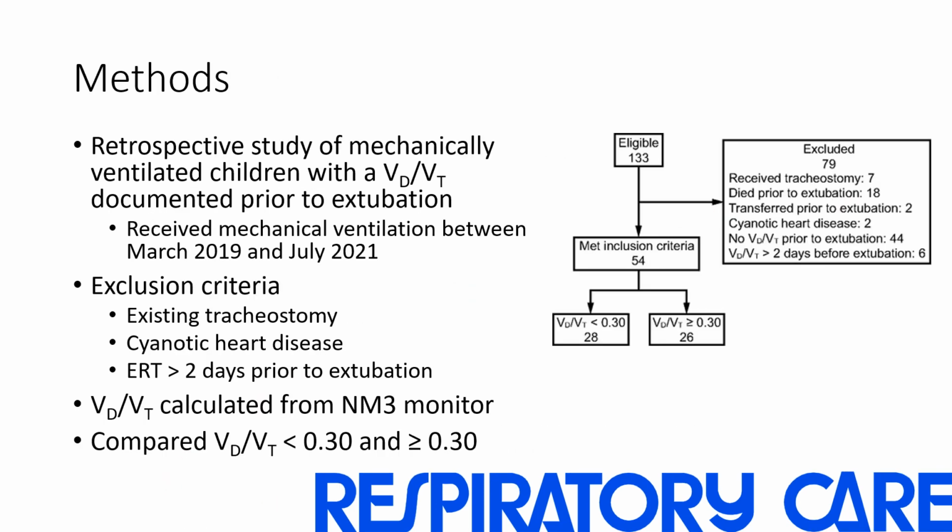As for the method, it was a retrospective study of mechanically ventilated children that had a VDVT documented prior to extubation. They were ventilated between March 2019 and July 2021. Children with trachs, cyanotic heart disease, or an ERT more than 2 days prior to extubation were excluded. They used the VDVT calculated from the NM3 monitor, which does this automatically, and compared those with a VDVT less than 0.3 to those with a VDVT greater than or equal to 0.3, which is where the normal cutoff is.